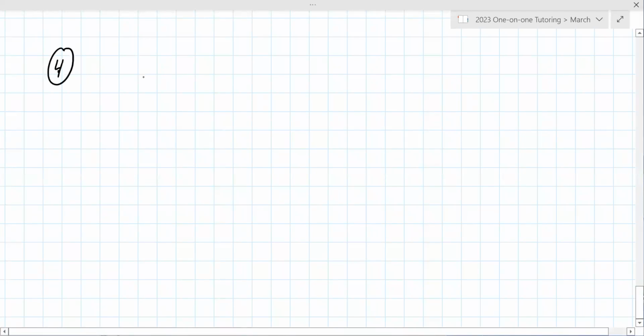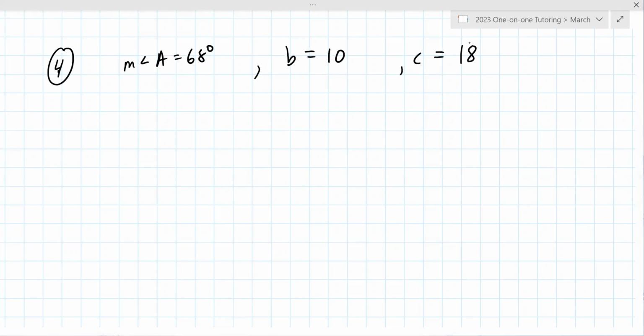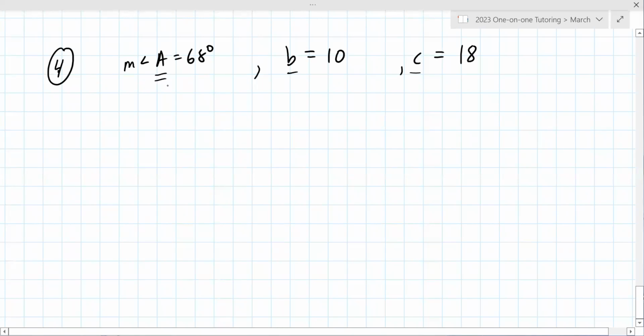Yeah, it's a given triangle. So the angle A equals 68 degrees, and then side b equals 10, and then side c equals 18. Like this? Yeah. Okay. This is law of cosines now. And the way you know is you're given two sides, b and c, and the angle between them, A.